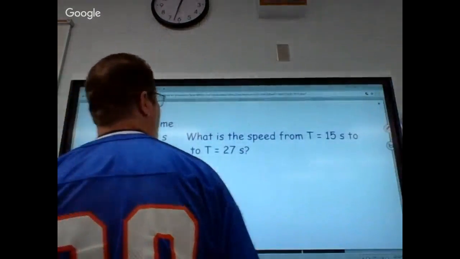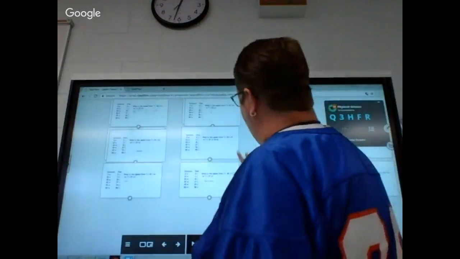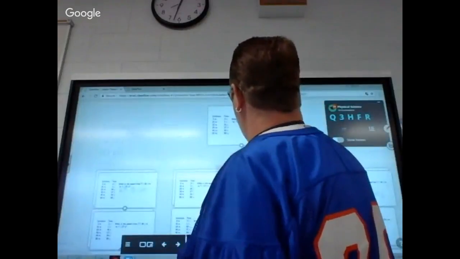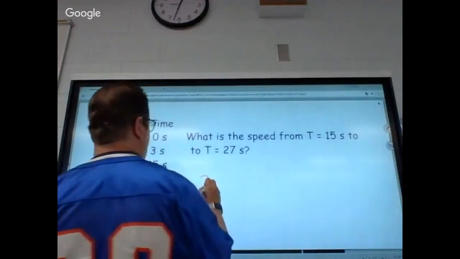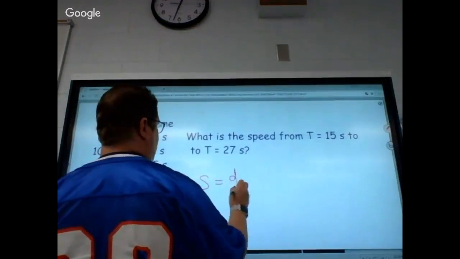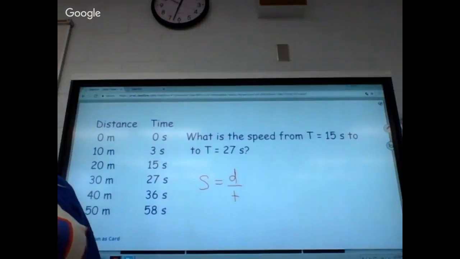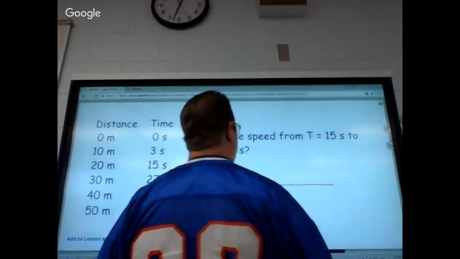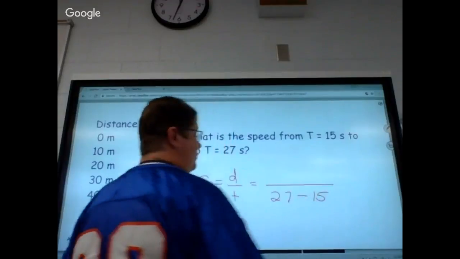I got a 1.9. All right, we got some not very agreeable answers here. So, let's talk about this one. Speed equals distance over time. Now, anytime we have two times, we subtract them. Okay, they go on the bottom. So, 27 minus 15 goes on the bottom.